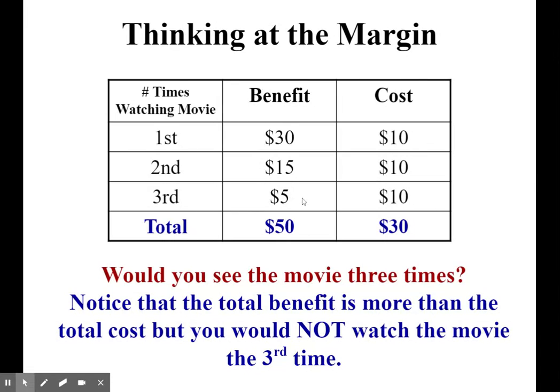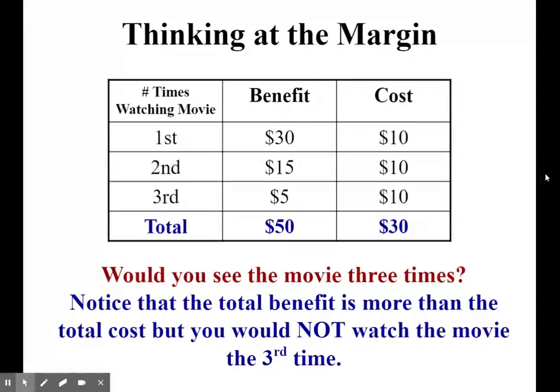So I see the movie once, it's super awesome, it's worth a ton of money to me. Second time I see it, it's still really awesome, it's still worth more money than I paid. The third time though, based on my understanding of the economic principles, it's really not worth my time or my money. So if I go see the movie the third time, I'm really disappointed. I really would have only paid $5 for it, which means that I should not have seen that movie because it cost me $10 to pay for the ticket.